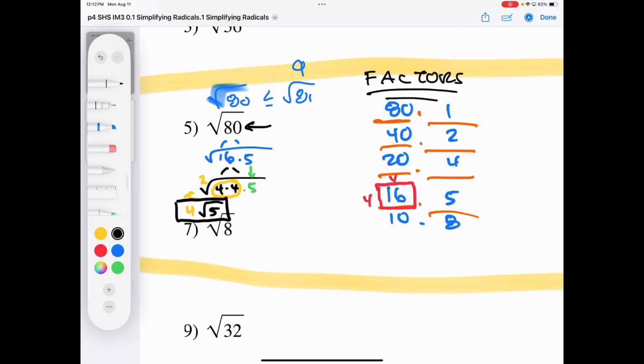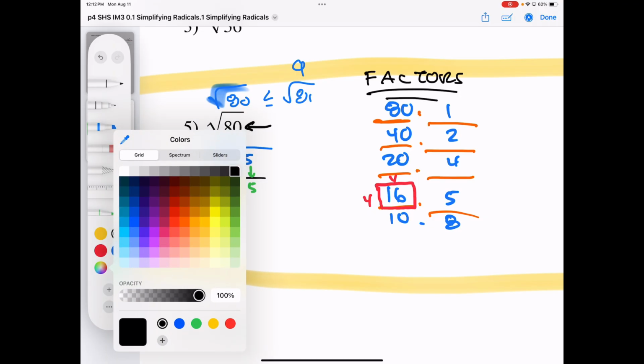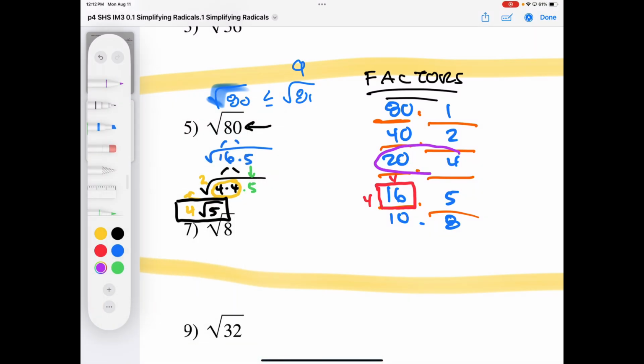Now, let's pretend you pick the wrong one. I know. You're like, what should I do? Let's say you picked 20 and 4. Not bad, but it's just more work. Watch. 20 times 4. The 20 will break down to what? 5 times 4, don't forget this one, times 4. Now, do you guys see the pair? Yeah, and it goes back to the same thing. So you just have to do more work.